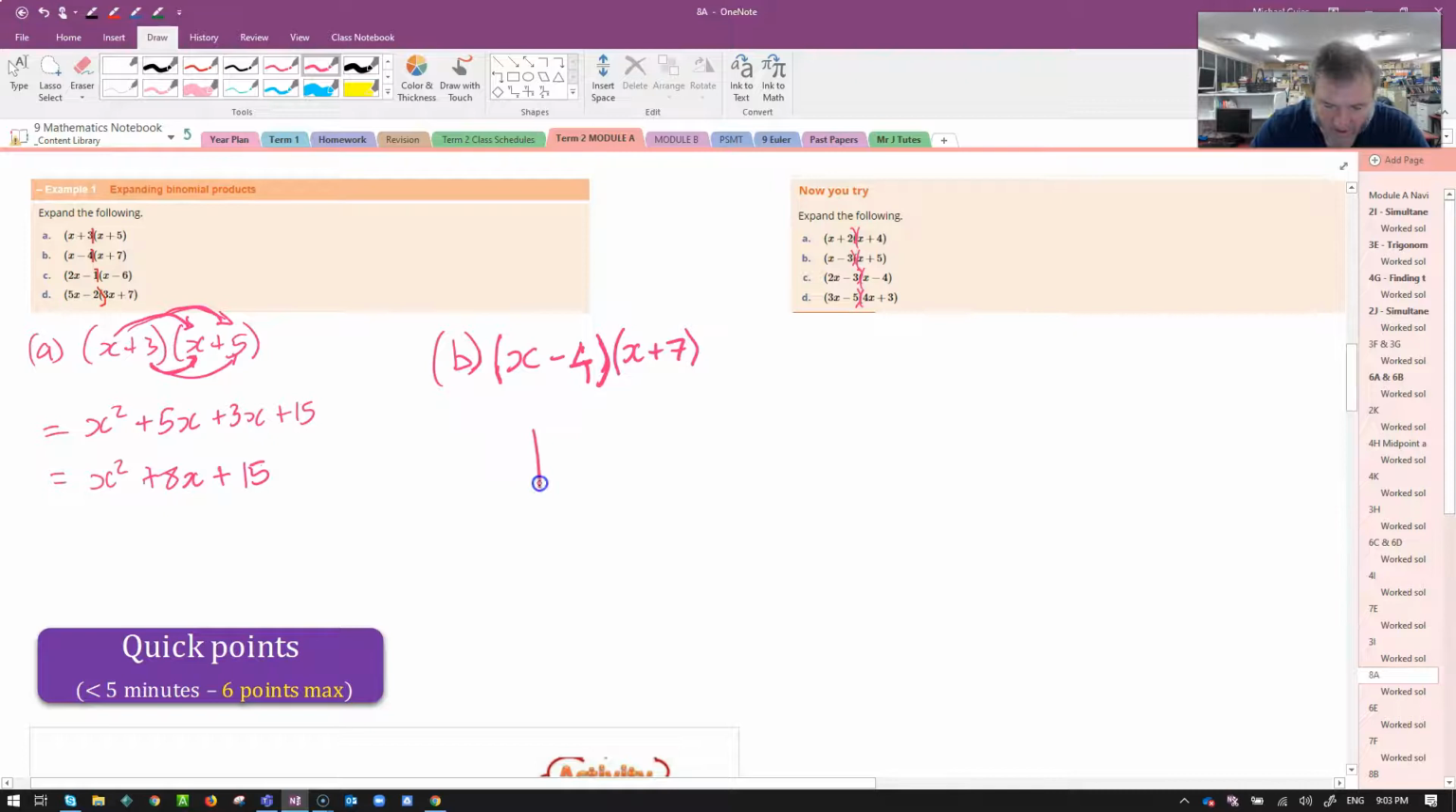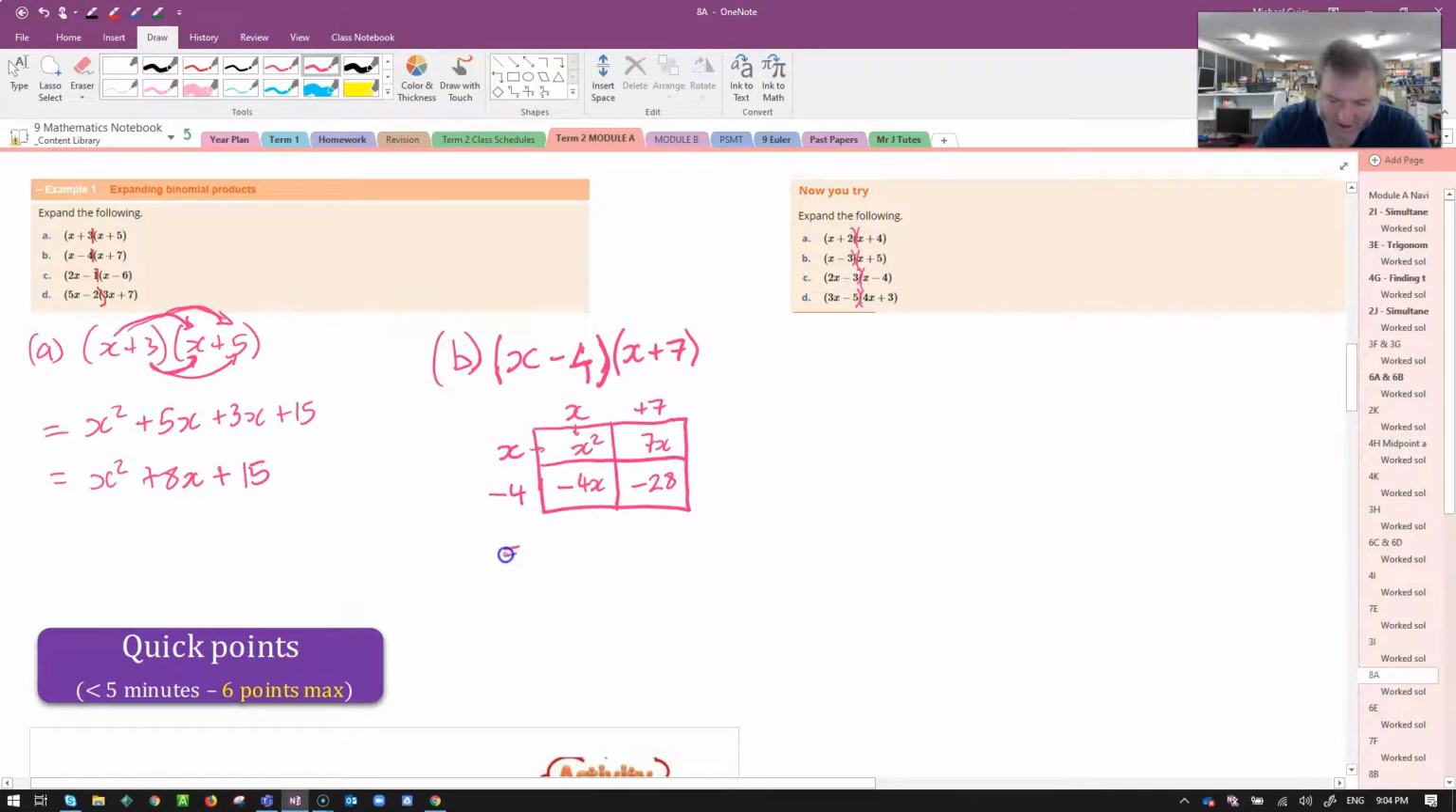I'm going to talk you through this box method or lattice method. What we do is we break up this first bracket into x and negative 4, the two terms. The second bracket we can write on top there, x and positive 7. And now, to fill in each box, just multiply by the appropriate term. So x times x, x squared. This box over here, it's going to be x times 7, 7x. Here I've got x times negative 4, negative 4x. And negative 4 times 7, negative 28.